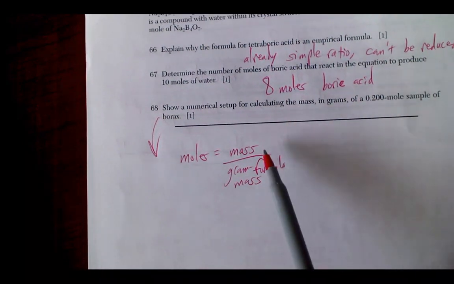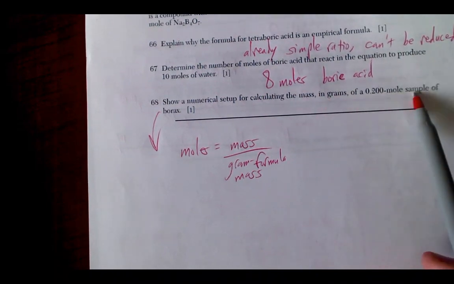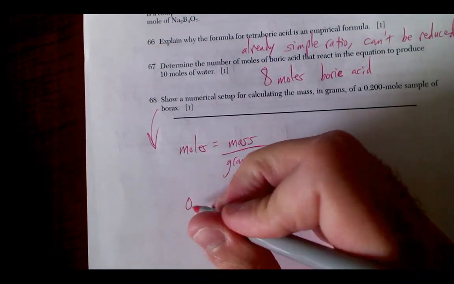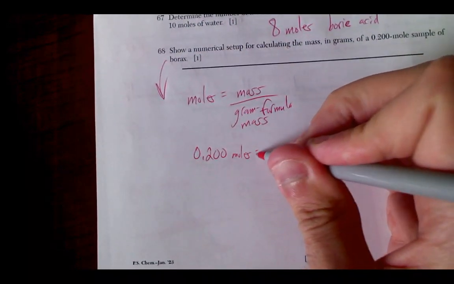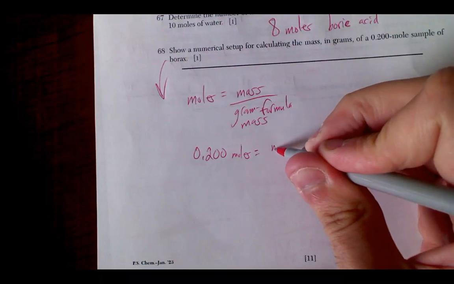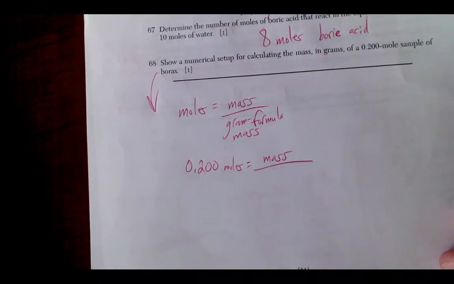We're calculating the mass, so that's what we're trying to find. That's going to be our unknown of a 0.200 mole sample. So 0.200 is our moles, equals, we don't know how heavy this stuff is. We're going to figure that out, and we need to know the gram formula mass. We need to know how heavy this stuff is.